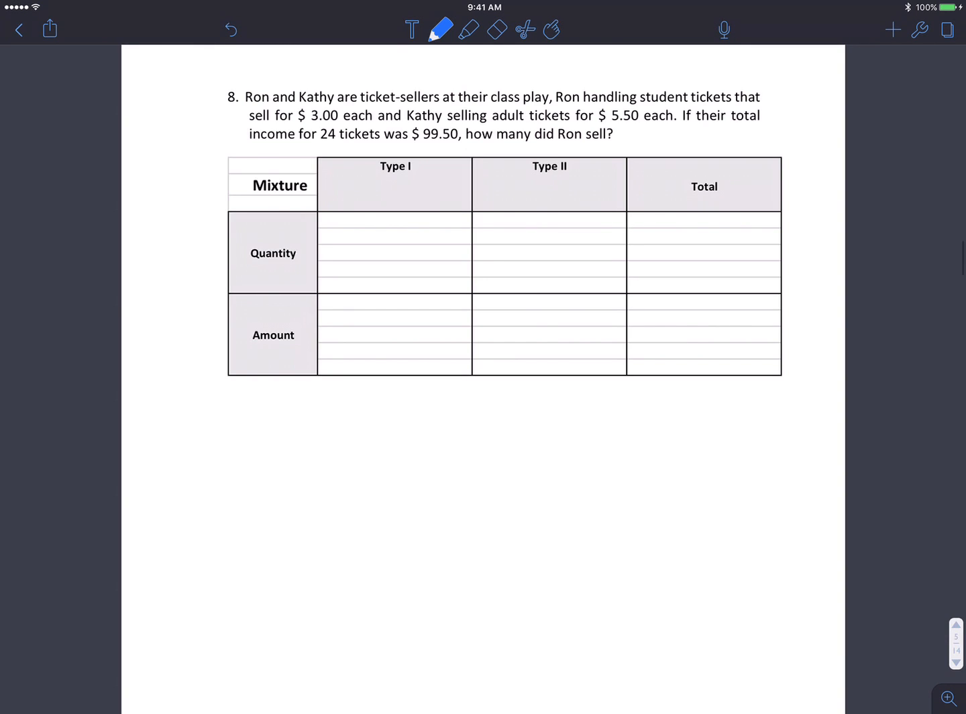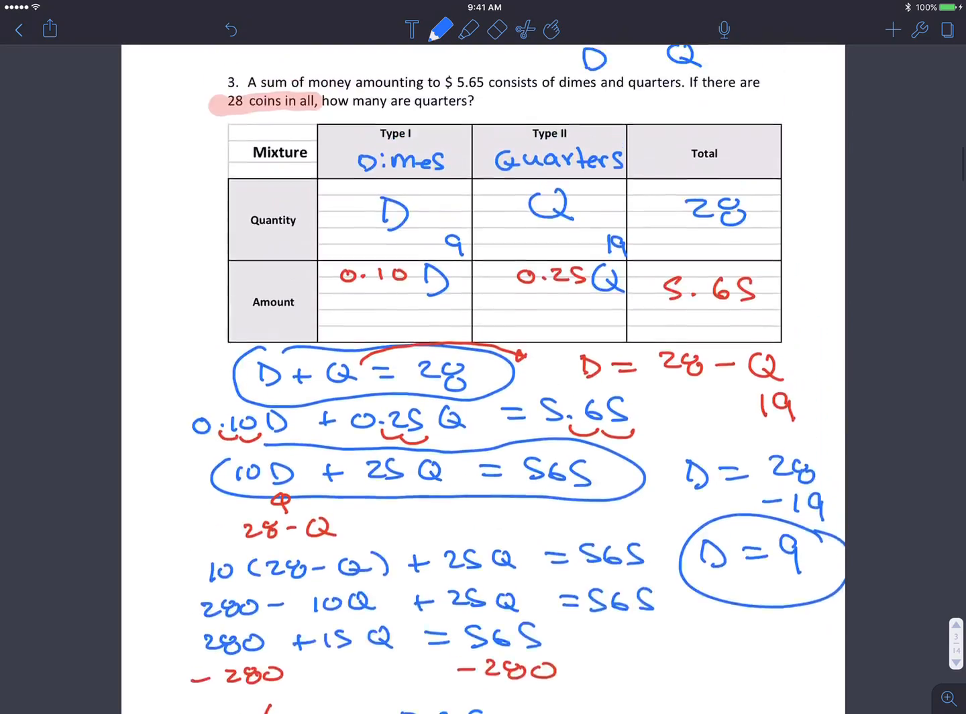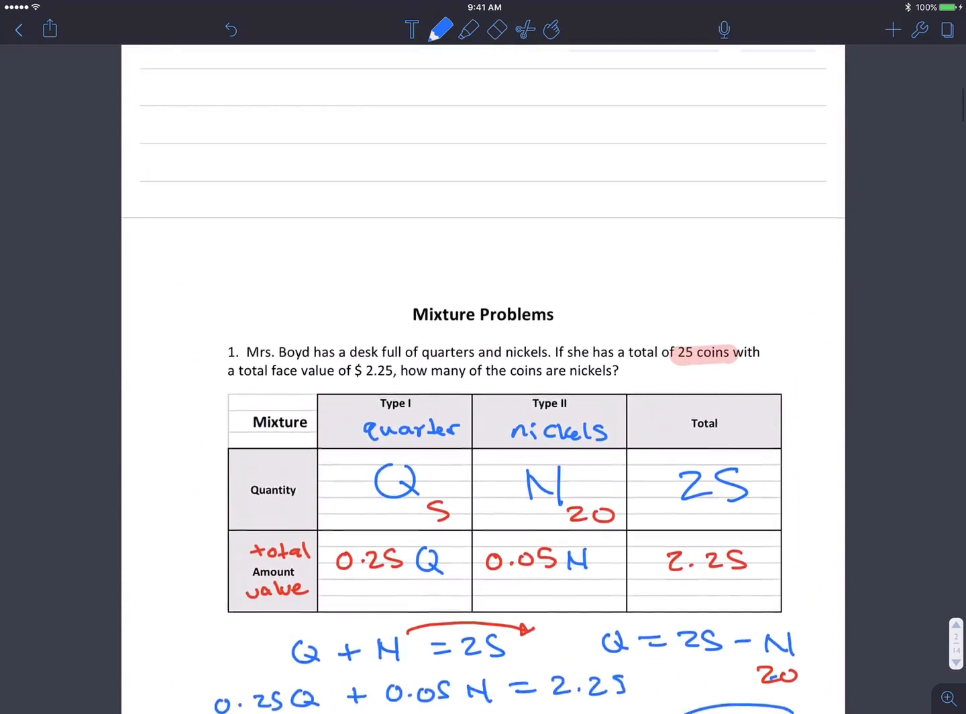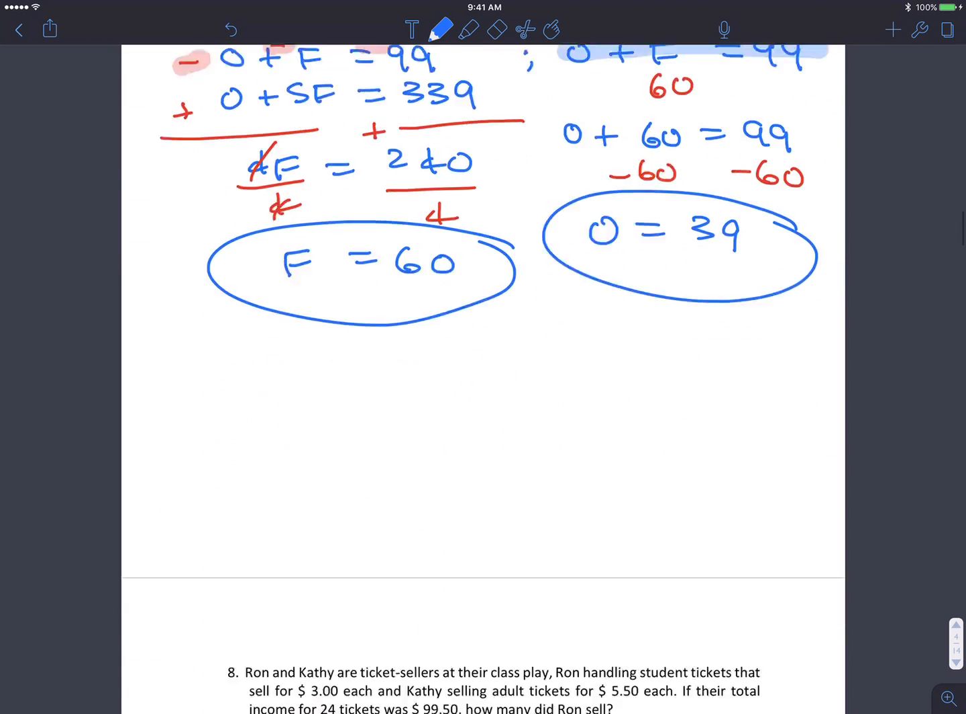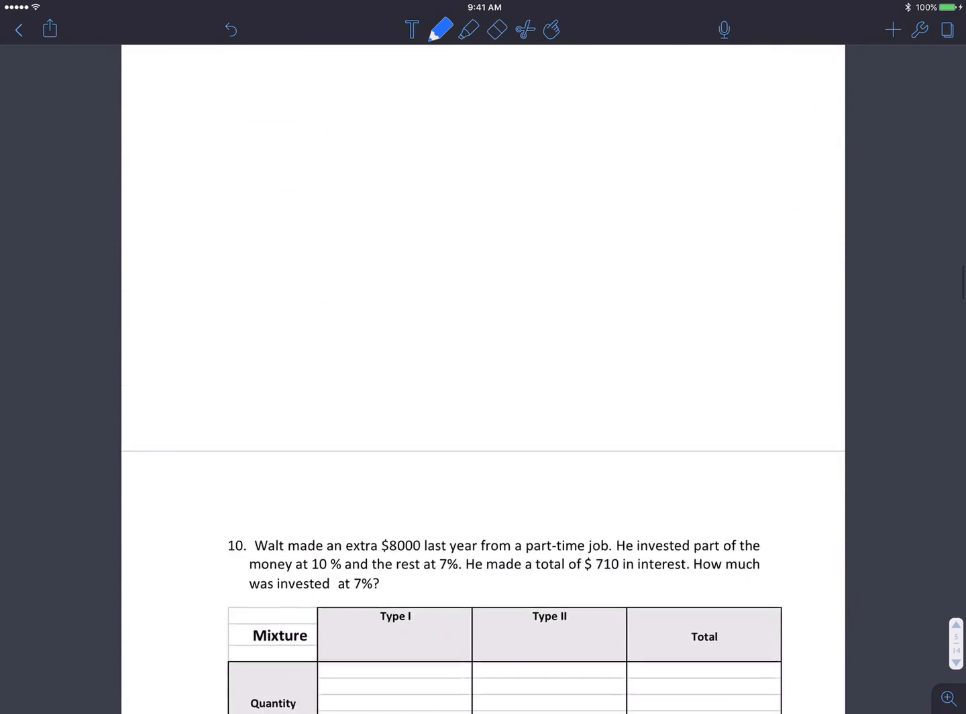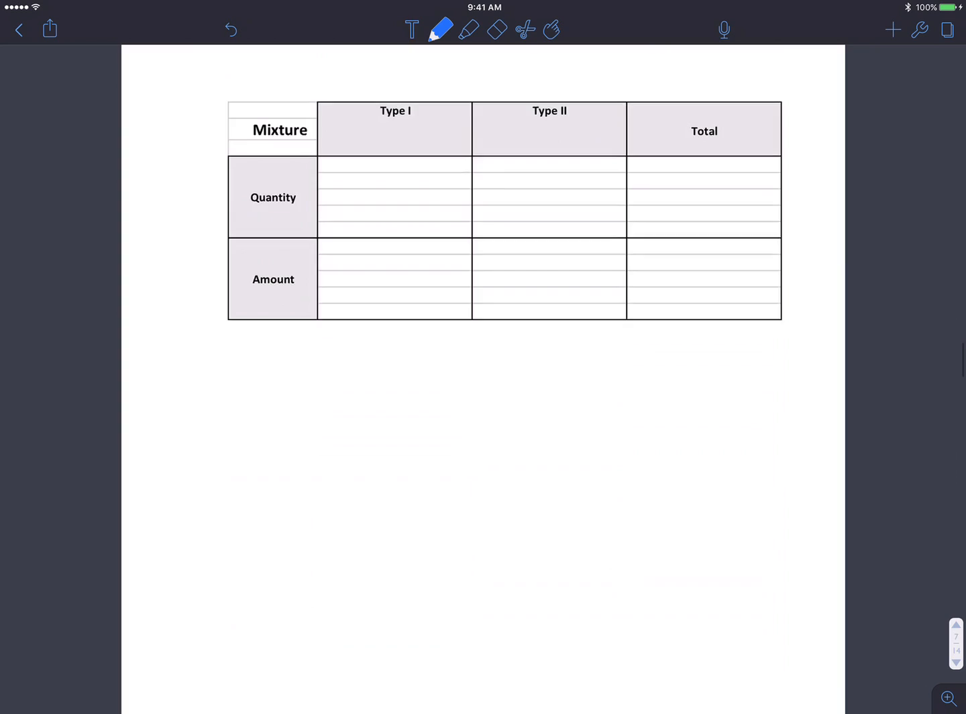Number 8. Now, one, 3, 5, 6, and 8, 10, 12.